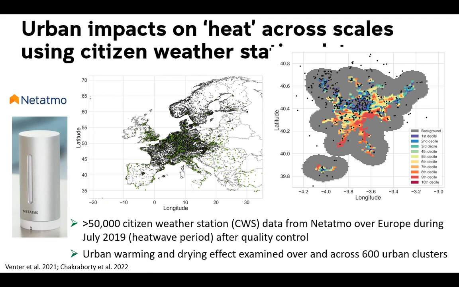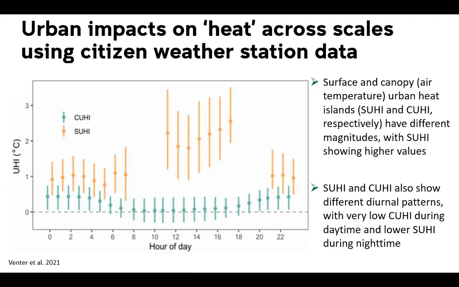We examined the urban warming and drying effect across over 600 urban clusters. And we also looked at within city variability by creating what we call the decile regions of surface temperature. So we start from the first decile, which is the coolest part of the city, to the 10th decile, or the warmest part of the city, as seen by satellites.